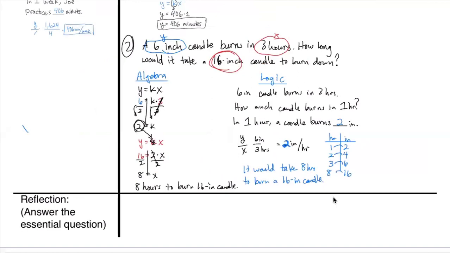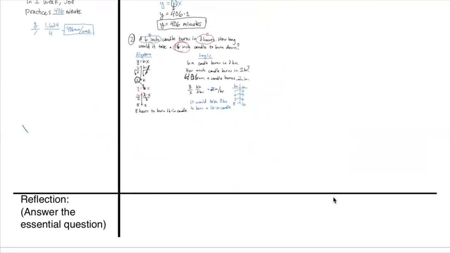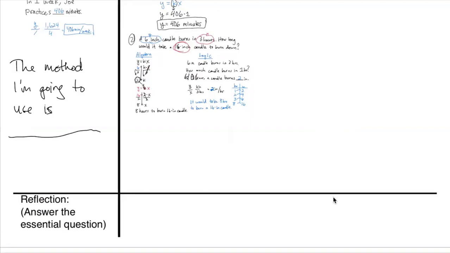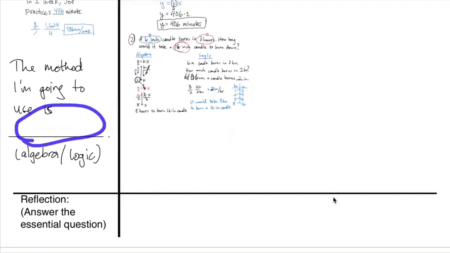Let's do number 3. You're going to do this one on your own. I'll come around and help. You get to pick the method I'm going to use. Are you going to use algebra or the logical way? Go ahead and pick one of those and write that in the sentence here, so that when I come by, I know which one you're going to use on number 3.